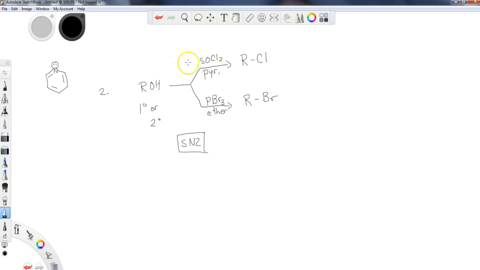A lot of students will ask, why would I want to turn an alcohol into an alkyl halide? Well, these are good leaving groups. And so then I can pick out any nucleophile that I would like, and I can start substituting that in and creating all sorts of different functional groups on my alkyl chain. So very important reactions. The third one has to deal with leaving groups itself.